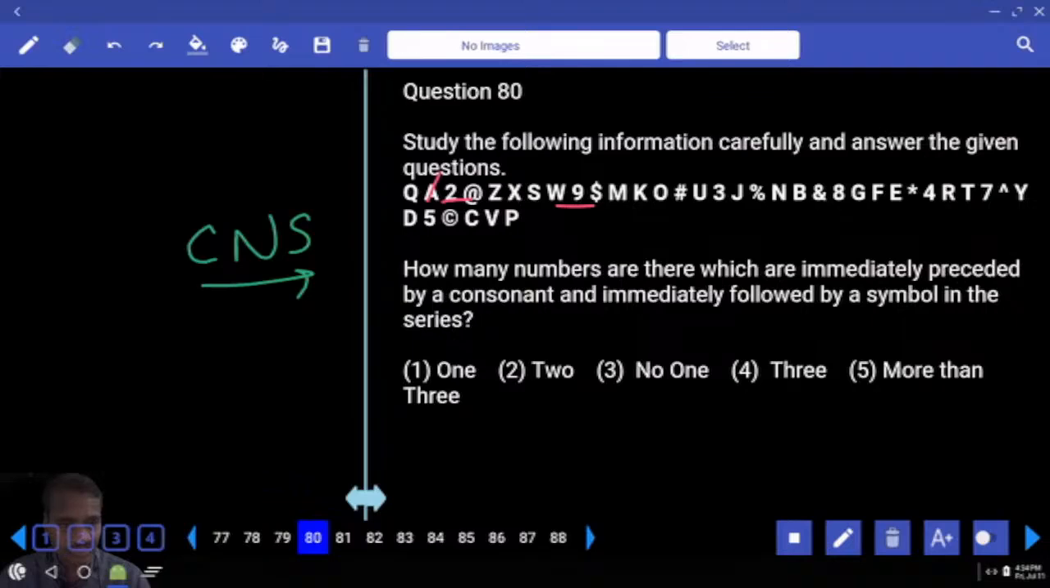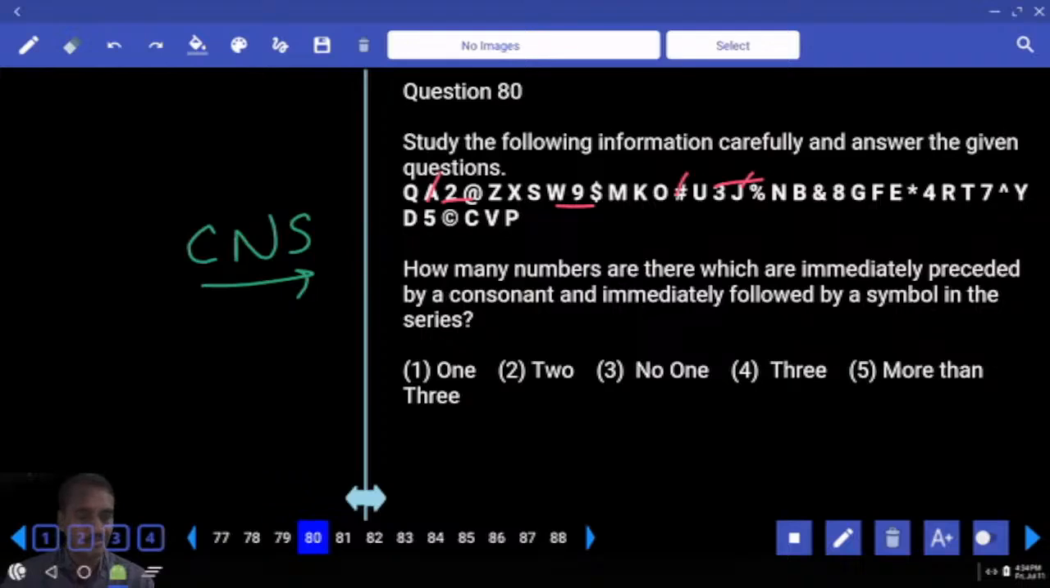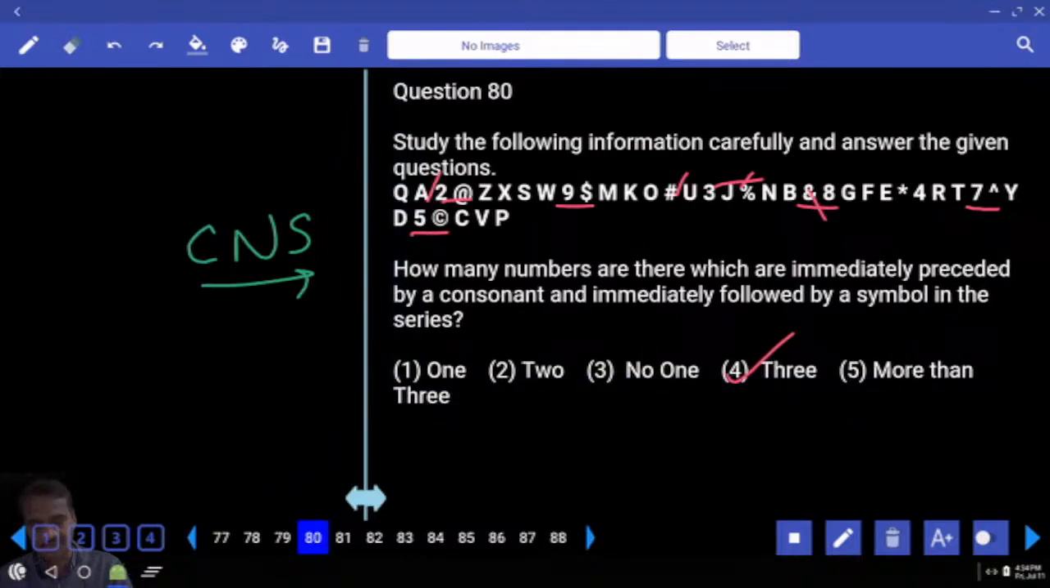The next one, this hash cannot be taken. This one is also ruled out. Then the next one, number and number, B and this one, that is not possible. Next one, consonant, number and a symbol. Consonant, number and a symbol. Consonant, number and a symbol. And how many are there altogether? 3. That is the choice for question number 80.